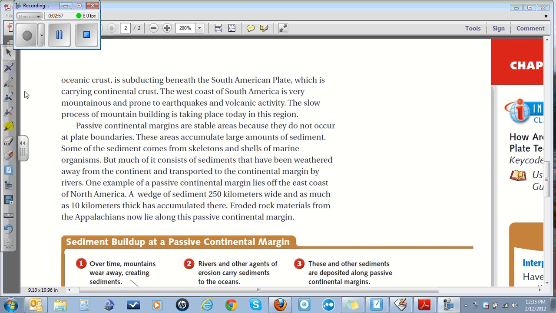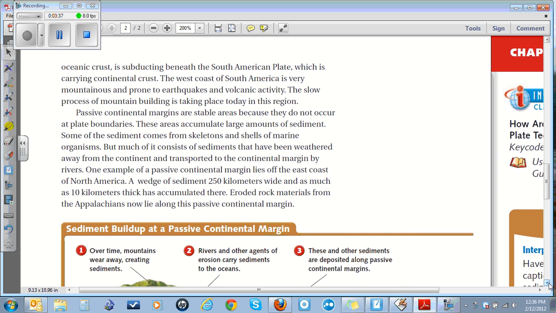Passive continental margins are stable areas because they do not occur at plate boundaries. These areas accumulate large amounts of sediment. Some of the sediment comes from skeletons and shells of marine organisms, but much of it consists of sediments that have been weathered away from the continent and transported to the continental margin by rivers. One example of a passive continental margin lies off the east coast of North America. A wedge of sediment 250 kilometers wide and as much as 10 kilometers thick has accumulated there. Eroded rock materials from the Appalachians now lie along this passive continental margin.